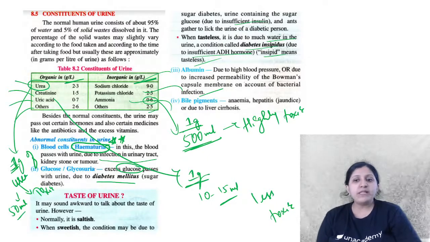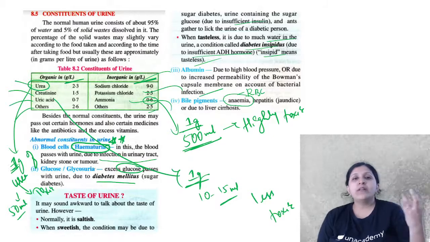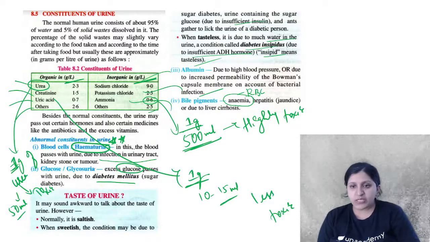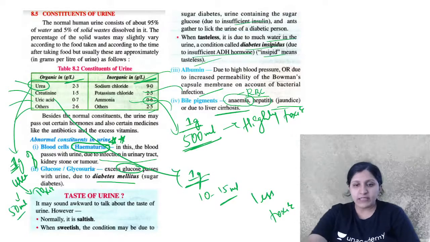Then the bile pigments. In anemia, if the RBCs are dying, it can lead to the formation of bile pigments, or we can find bile pigments in our urine. Then there can be hepatitis and jaundice, or liver cirrhosis, that is, the cells of the liver are dying.